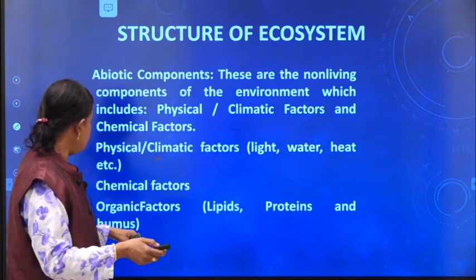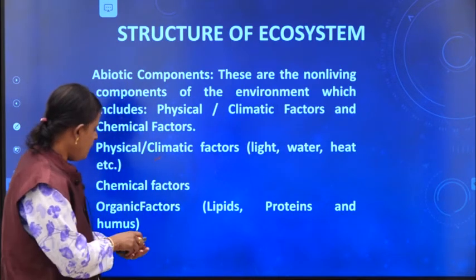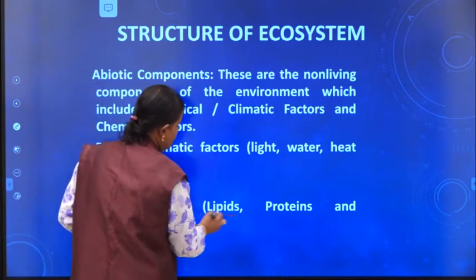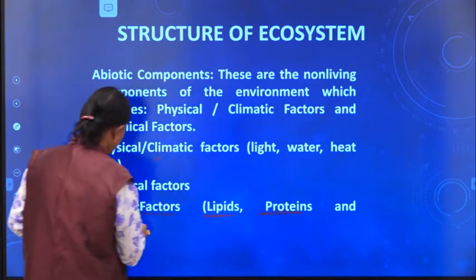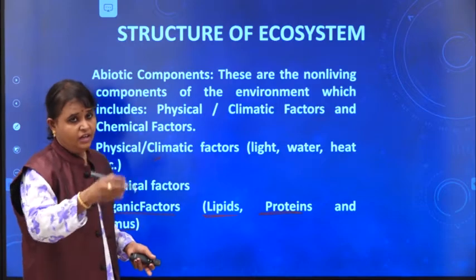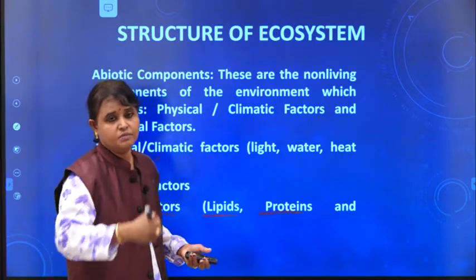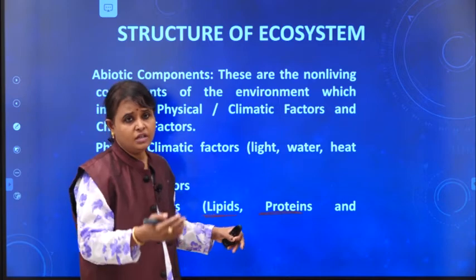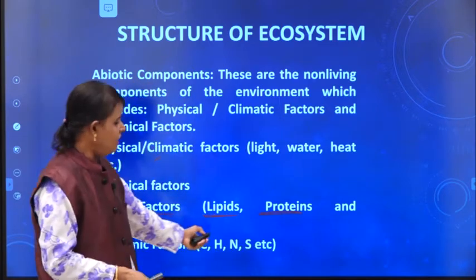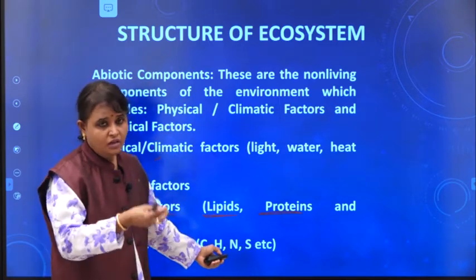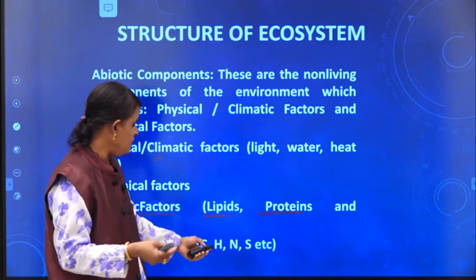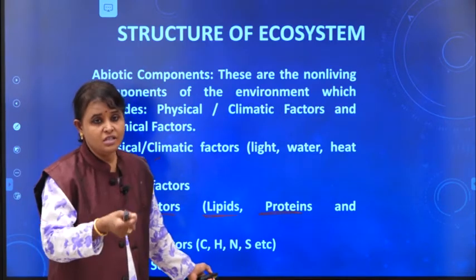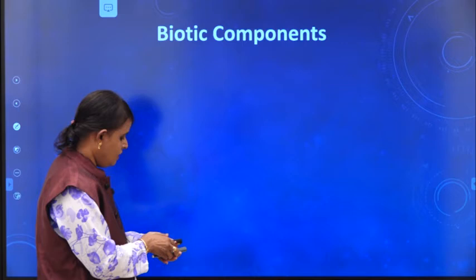Light, water, heat. What is there in the flowchart? Here, organic factors: you give examples of lipids, proteins and humus. In chemical factors, you have to give these examples. Physical factors or climatic factors: light, water, wind, etc. Inorganic: carbon, hydrogen, nitrates, all these examples for inorganic components. Edaphic, soil is the example.